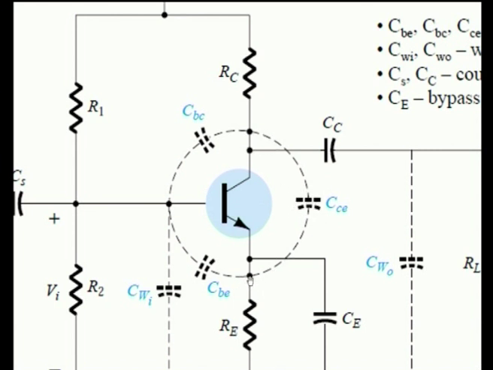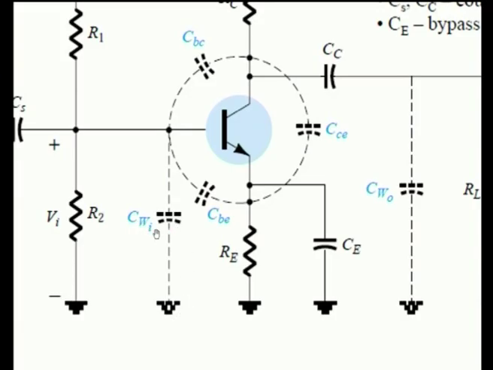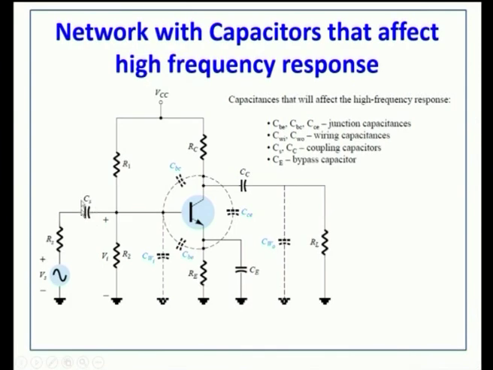So, here collector and emitter will have a capacitance effect CCE. This C E represents the collector terminal and the emitter terminal. Similarly, for the base and the emitter, you have another capacitance effect CBE. So, these are all the inter-electrode capacitance effects, which are seen only for high frequency signals. The other capacitance effect we have discussed is the wiring capacitance CWI at the input, and CWO, the wiring capacitance at the output of the amplifier. And these capacitances, we have seen earlier, the coupling capacitance and the bypass capacitor.